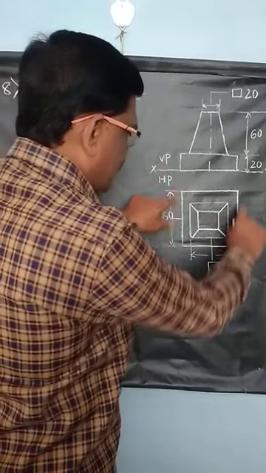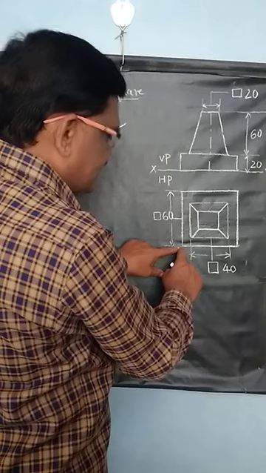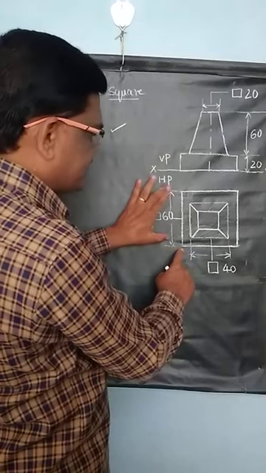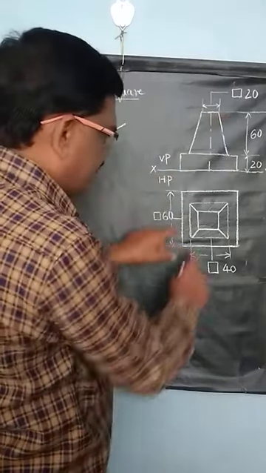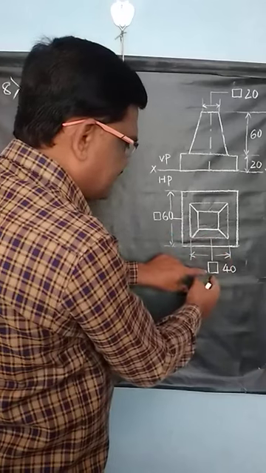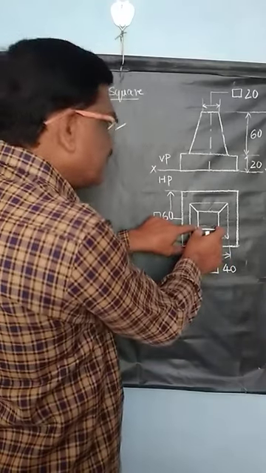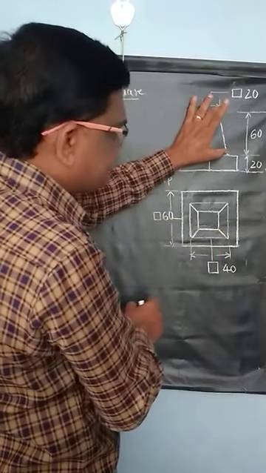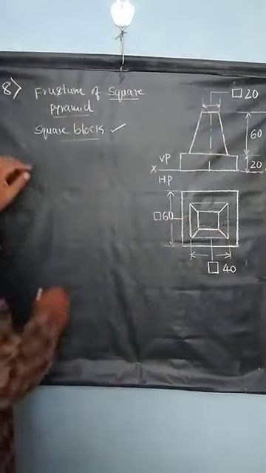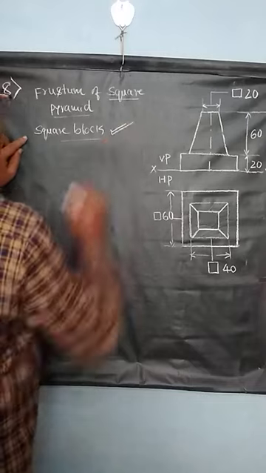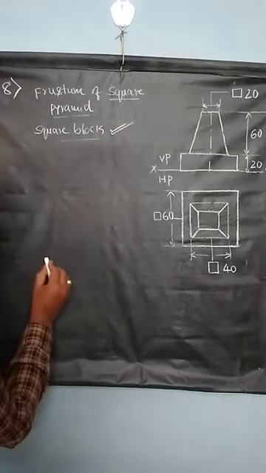This outer square is the top of the square block of side 60 and height 20 mm. And this 40 mm is the base side of the pyramid, and this 20 mm is the top side of the pyramid. The height of the pyramid is 60 mm. First, we have to draw the isometric projection of this square block.